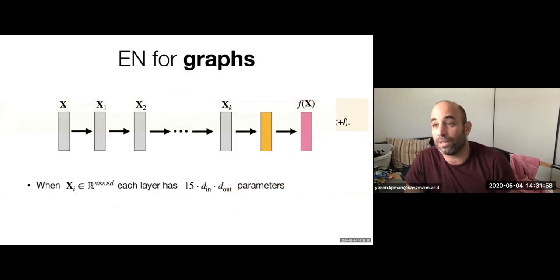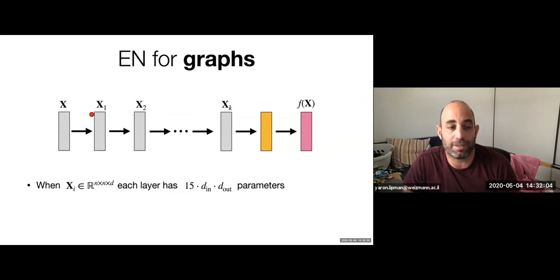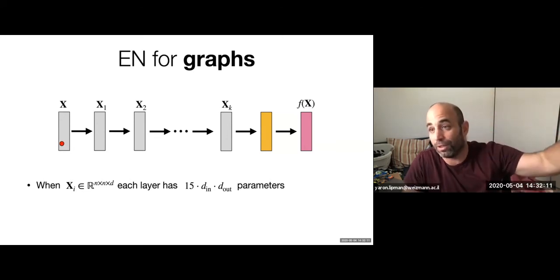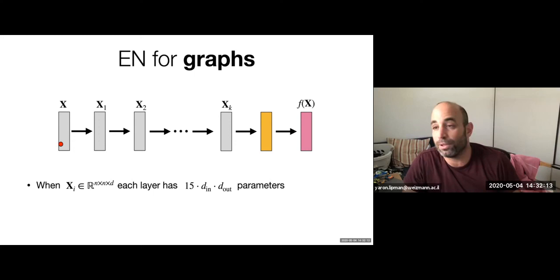So here are equivariant networks specifically for graphs. Each of these, the input is going to be something of dimension n times d. D is the feature dimension. We're going to ignore that. So the input is going to be, for example, the adjacency matrix, which is n by n. And then each layer here, which is a black arrow, is going to have 15 degrees of freedom. That's the Bell number of 4.